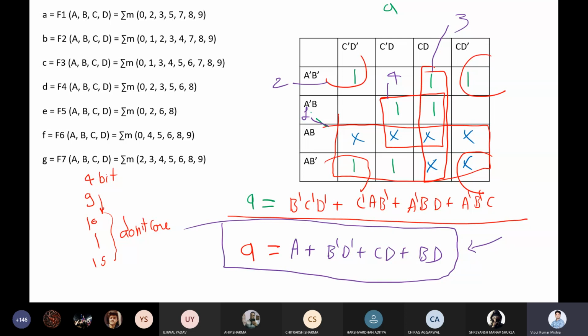Any doubt? Similarly, as we have made for A, you can make for B, C, D, E, F, G. Can you do it? You can make an expression for B, then an expression for C, as we have done for A. A is just to understand the process. Now you understand the process, based on this you can make for B, C, D, E, F, and G.